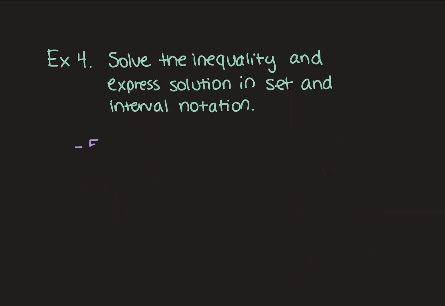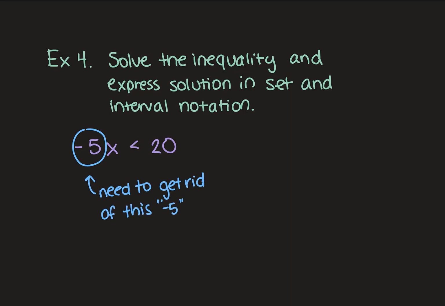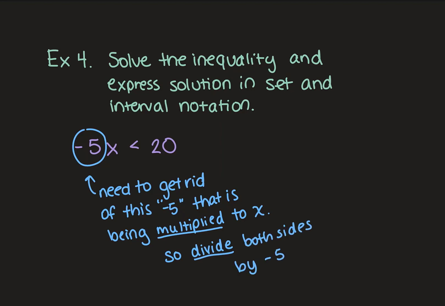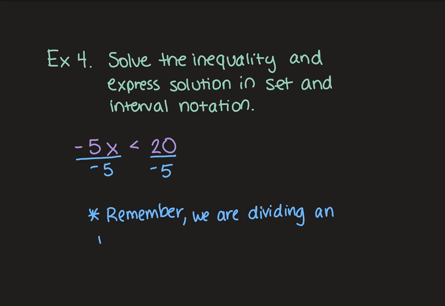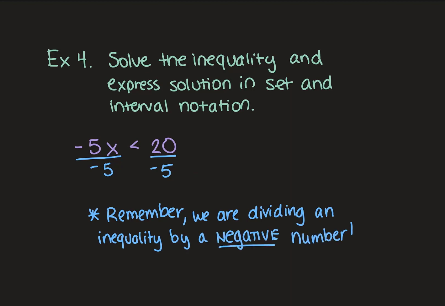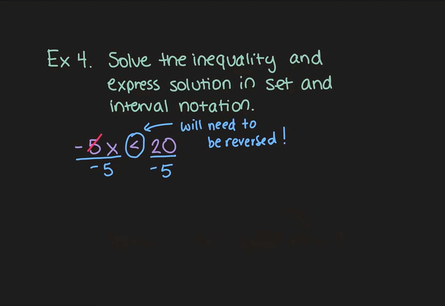Okay, so let's try another example. To isolate our variable this time, we need to get rid of the negative 5 being multiplied to x. So we will divide both sides by negative 5. Now, remember that we are dividing this inequality by a negative number, so the inequality symbol will need to be reversed. Simplifying, we get x is greater than 20 divided by negative 5, which is negative 4. And now we have our variable isolated.